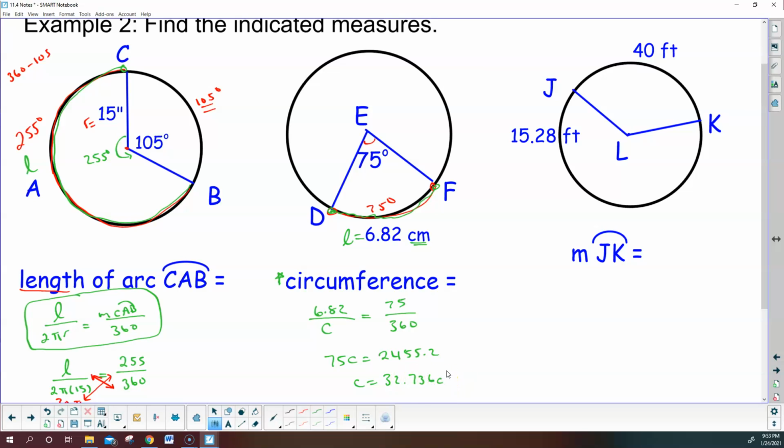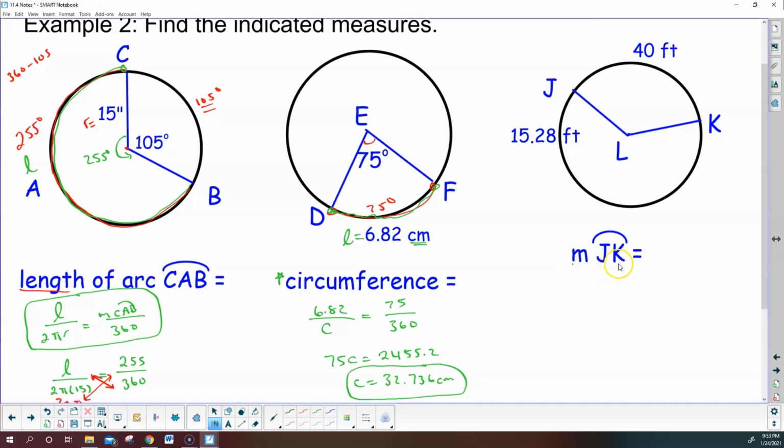I get 32.736. And now I have to be thinking, okay, wait a minute, circumference, that's the length around the full circle. That's 32.736. Now notice, if I plug that back in, if I did the arc length, 6.82 divided by the circumference, whatever this decimal is, should be the same as 75 over 360, because those ratios are equal.